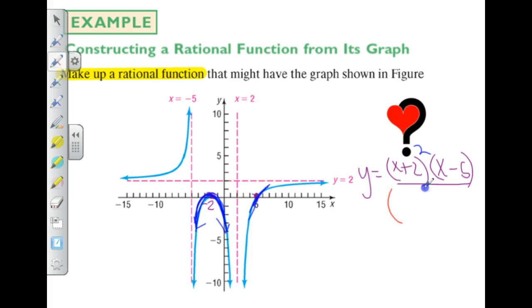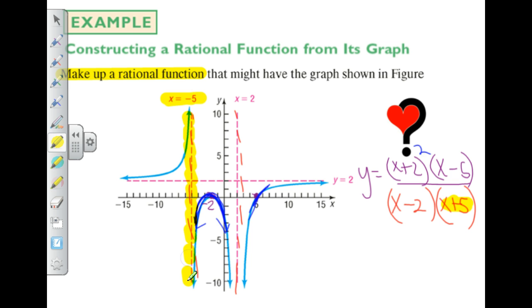Now, the denominator comes from these asymptotes. It looks like I have an asymptote at 2 and -5. So I just have to say x minus 2 and x plus 5. Remember, whenever you see parentheses, change the sign. So that x plus 5 actually gives you the asymptote of x equals -5.